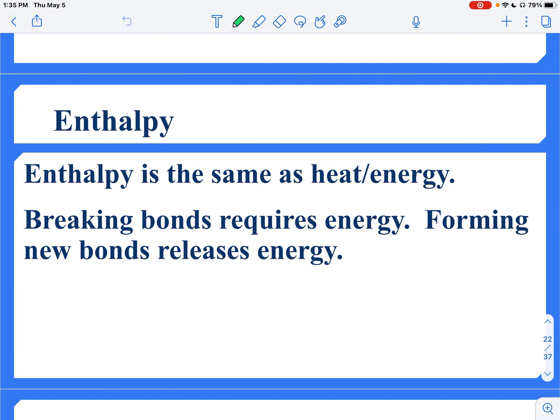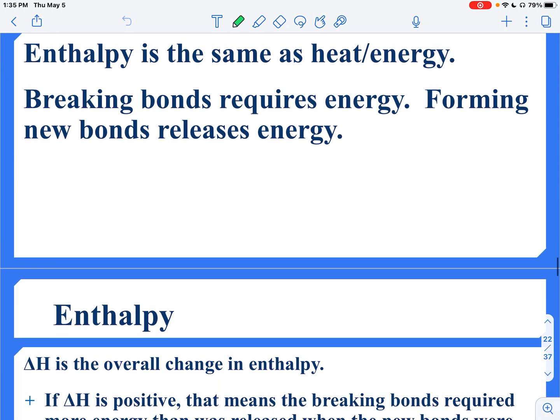And that's sometimes hard for students to get behind because it seems like forming something requires you to do work, which requires energy. But you have to remember that atoms want to bond because they become more stable. And when they become more stable, they can just kind of release some of that energy, release some of that tension. So when they bond, they will release energy.